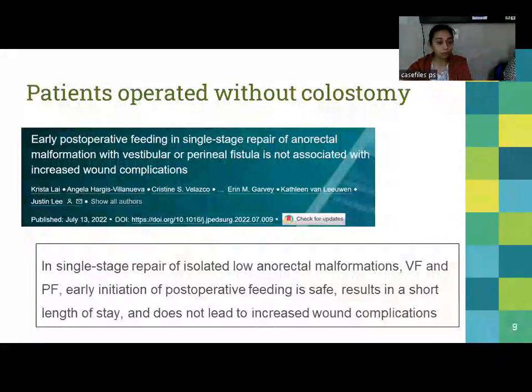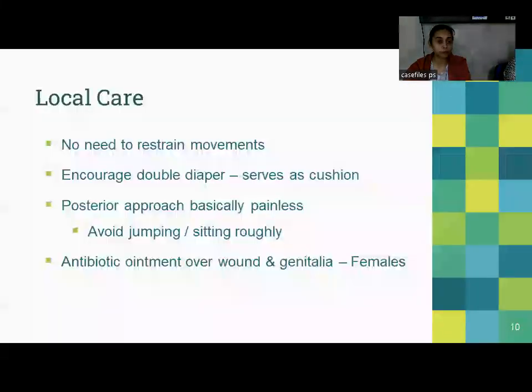Further studies have shown that in single stage repair of isolated low ARMs like vestibular fistula or perineal fistula, early initiation of post-operative feeding is safe. It results in a short length of stay and is not related to increased wound complications.